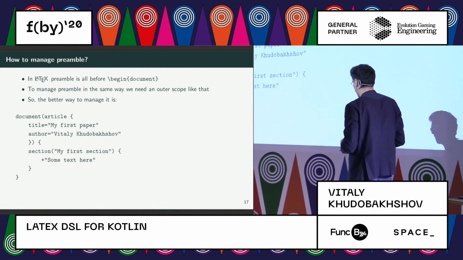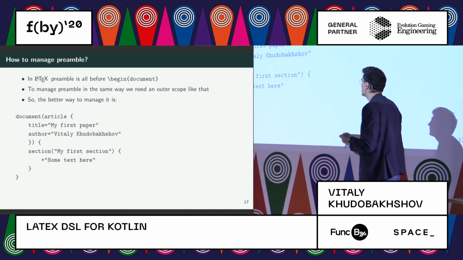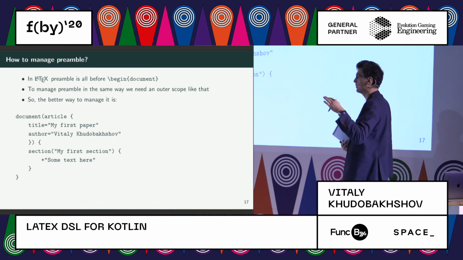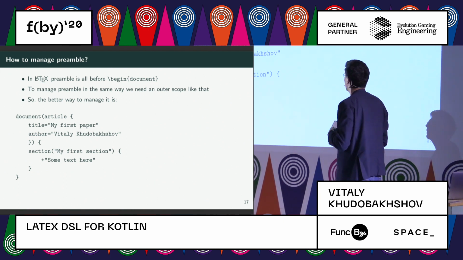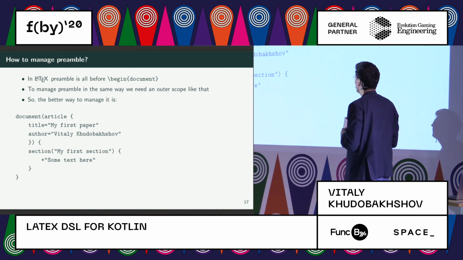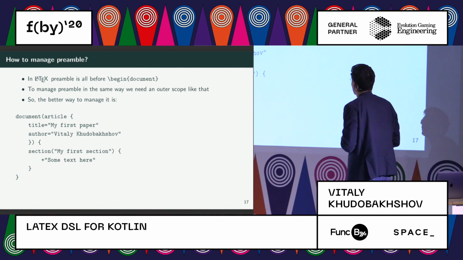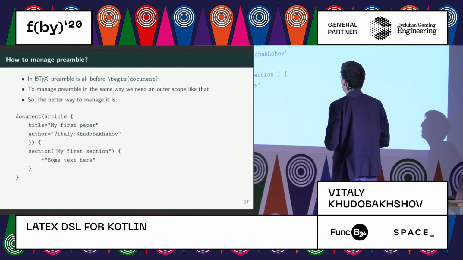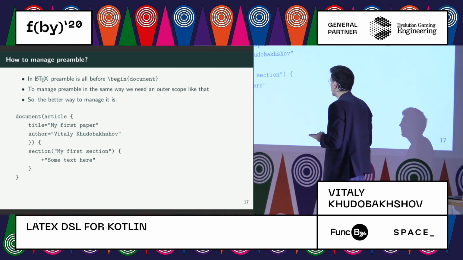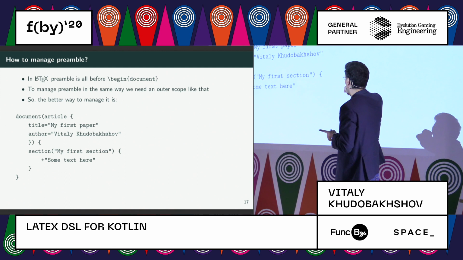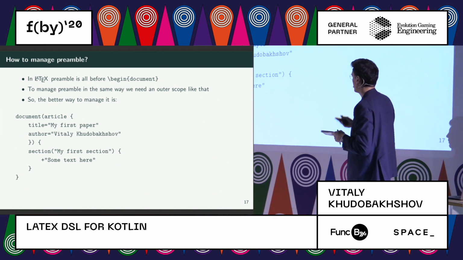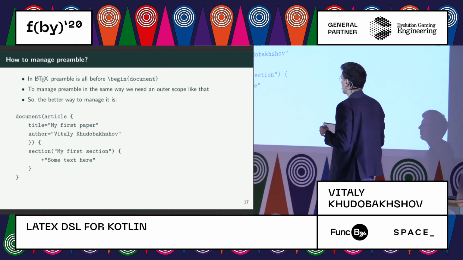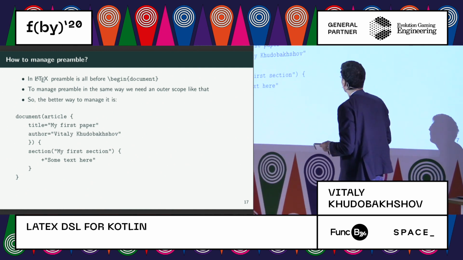How to manage preamble? As I mentioned above, the preamble is something from the start of the LaTeX document. It's all before the document environment. So to manage preamble in the same way, we would need an outer scope, for example, but the better way will be to do something like this. We can use the first parameter for preamble and pass it to document itself. It will work much better because we don't need to have outer scope here, because we need only the document object as a root object. So let's go further.